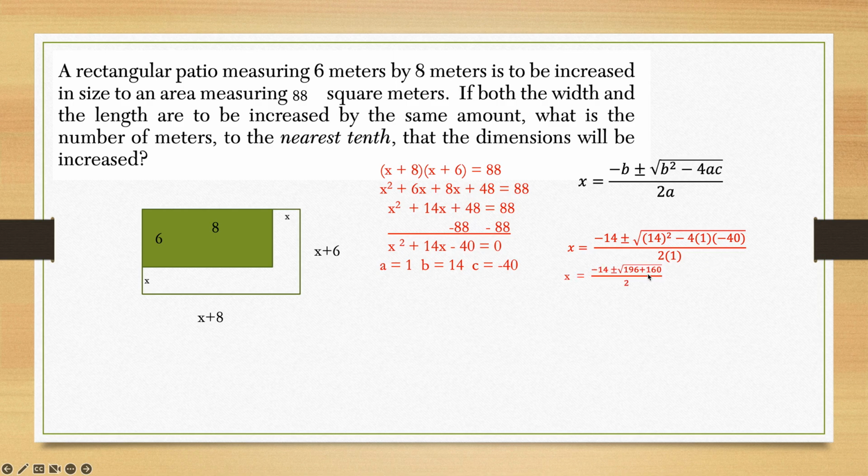Crank out those numbers, I get 196 plus 160, which is 356, and the square root of that is approximately 18.9. So one cool thing here is the next step is negative 14 plus 18.9, which is 4.9 over 2. And the other one's negative 14 minus 18.9. And that's impossible because we can't have a negative length. So we can just ignore that. So 4.9 over 2 is 2.45. It wants to the nearest tenth, so we're going to go with 2.5. Okay?